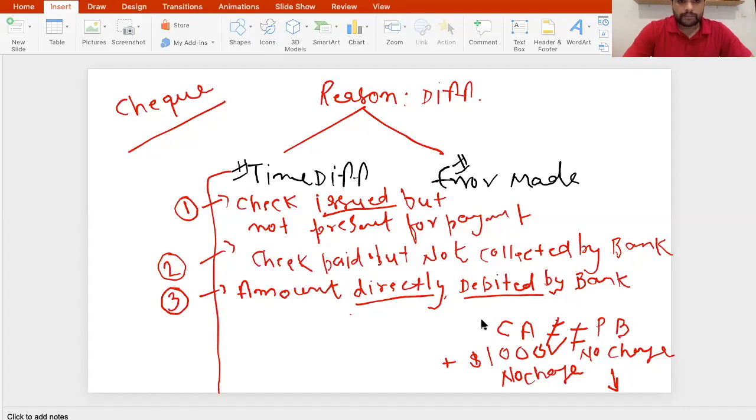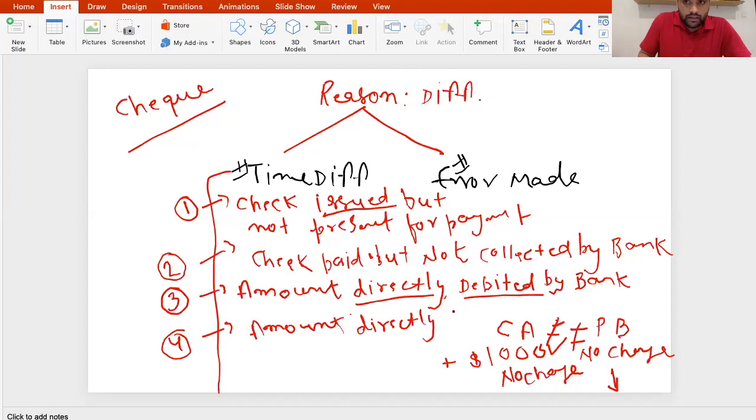Now move on to the next. Next is amount directly transferred in bank, right? So you receive some kind of money from someone else.